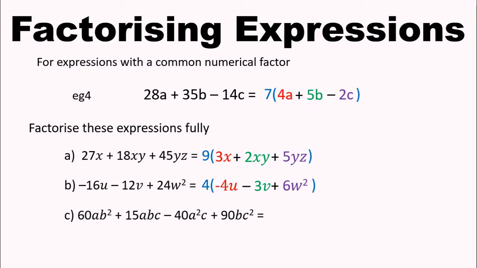Unless you consider -4. If we had divided the -16u by -4, a negative divided by negative would have given us a positive term inside. If I had divided -12v by -4, a negative divided by a negative would give us a positive 3v. And if I divided positive 24w squared by -4, a positive divided by a negative gives us a negative answer.